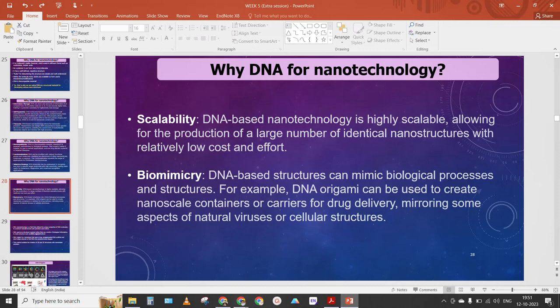If you look at some research institutes, they produce structures in smaller quantities. But in industries, they prepare on a large scale. So this scalability is considered as the volume of any material here.